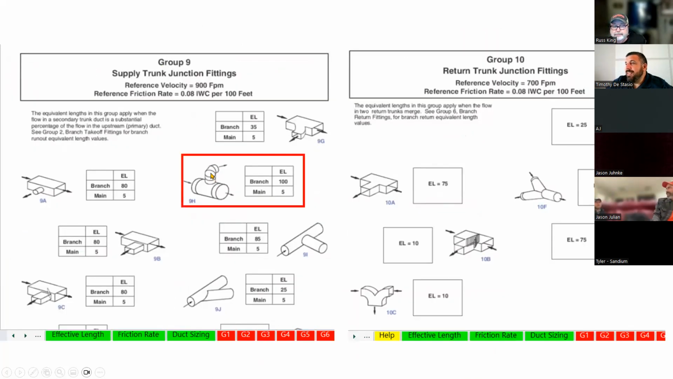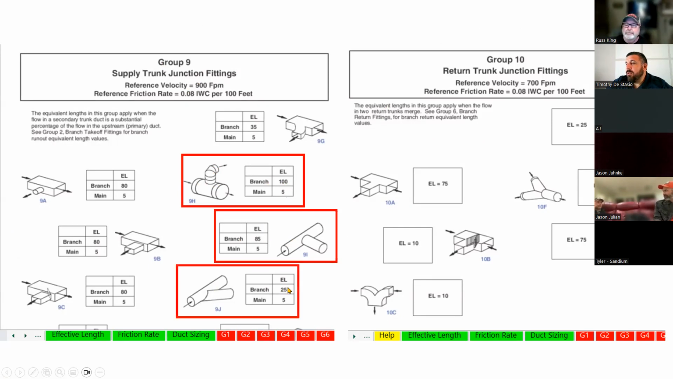So junctions, T-fittings, takeoffs, anytime you do a 90-degree takeoff or a T, there is a lot of equivalent length to that. You've got 100, you've got 85. It is a lot better to use a Y fitting. You only get 25. That can move the needle.